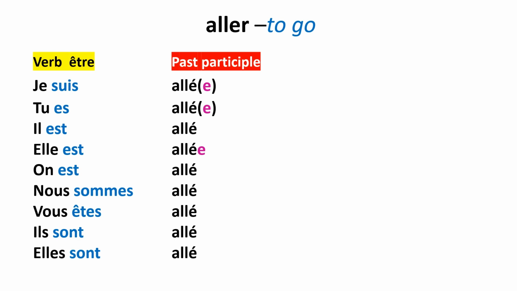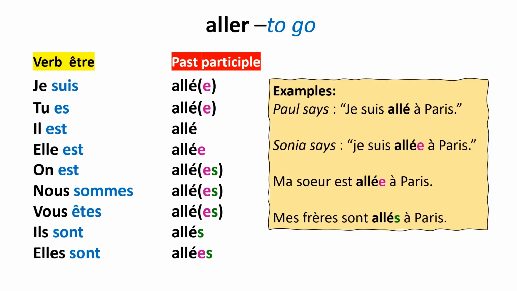On est allé can stay like this if it's an impersonal subject, meaning one went. But if we mean that on equals nous, we might have to add an extra S or an extra E, depending on the masculine or the feminine plural. The same as nous sommes allés, and the same as vous êtes allés. Ils sont allés will just have an S, and elles sont allées will have ES. Let's have a look at some examples.